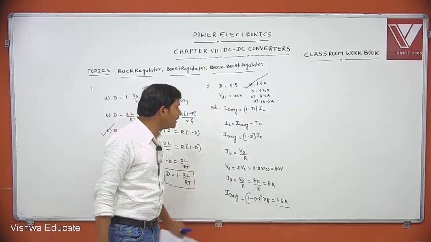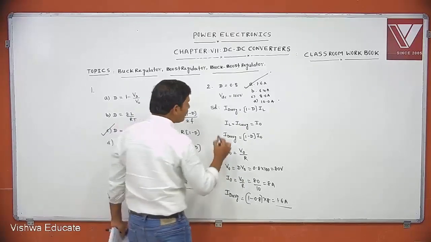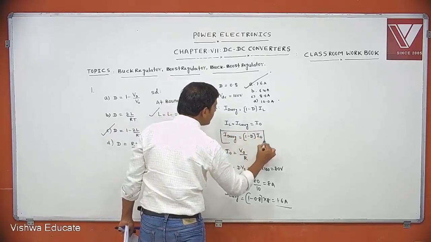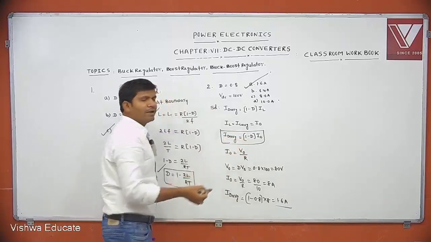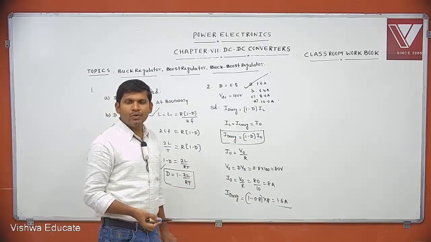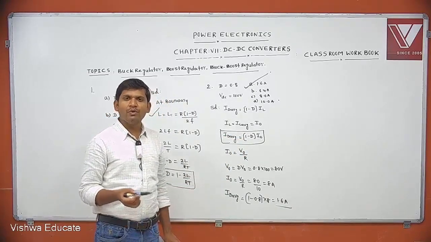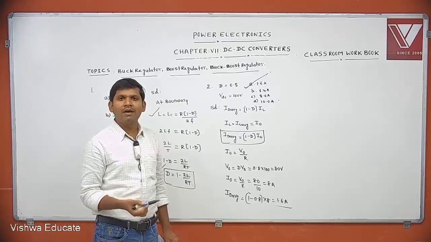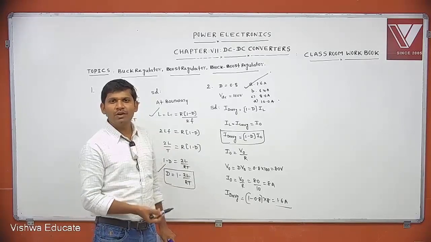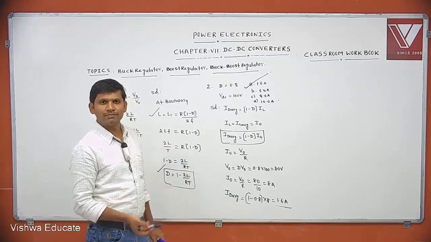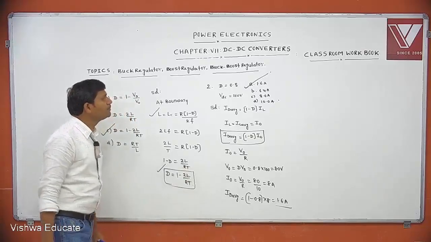Concentrate, quick. You want to find the average current through the diode. How you are getting this formula, I already told. The diode will conduct during which time? Off time. IL into TF by T. But here IL average is equal to I naught because it is a buck regulator.